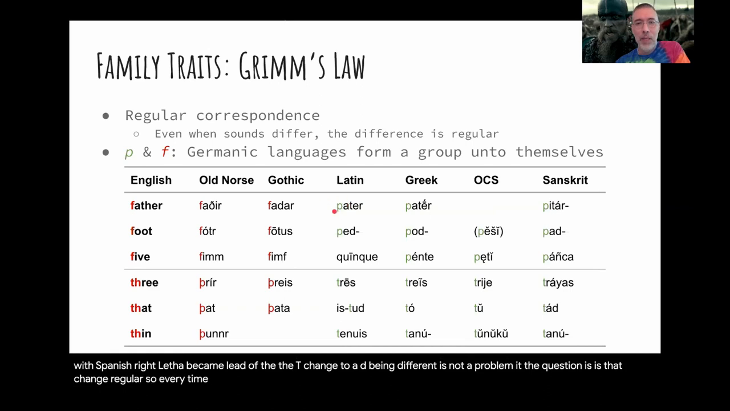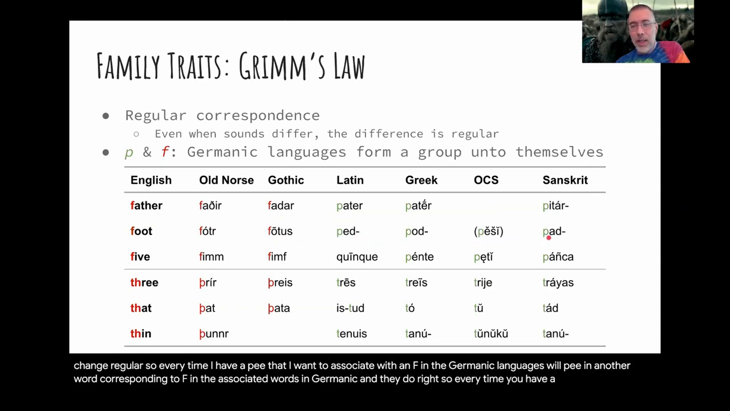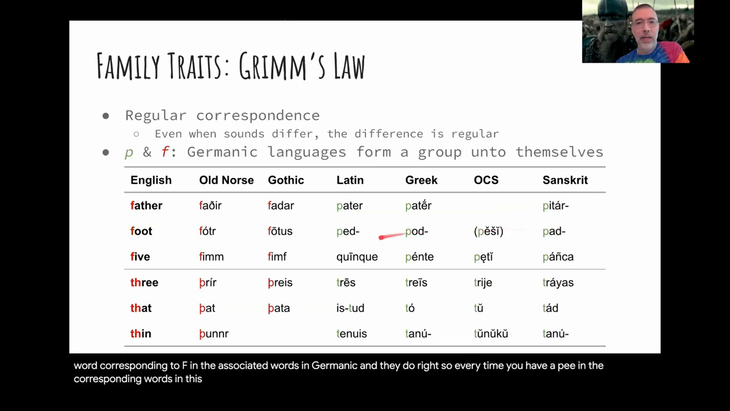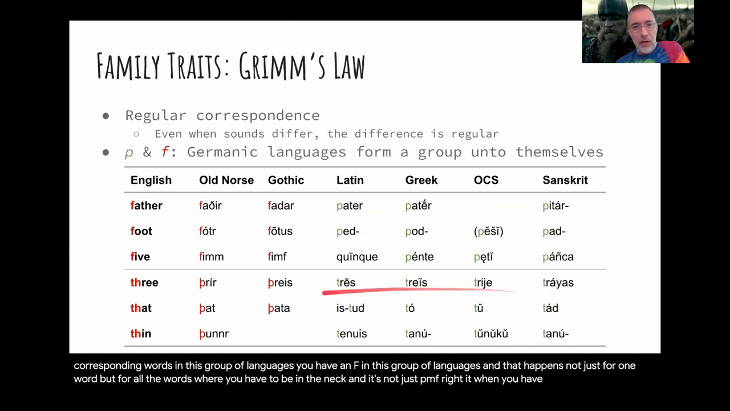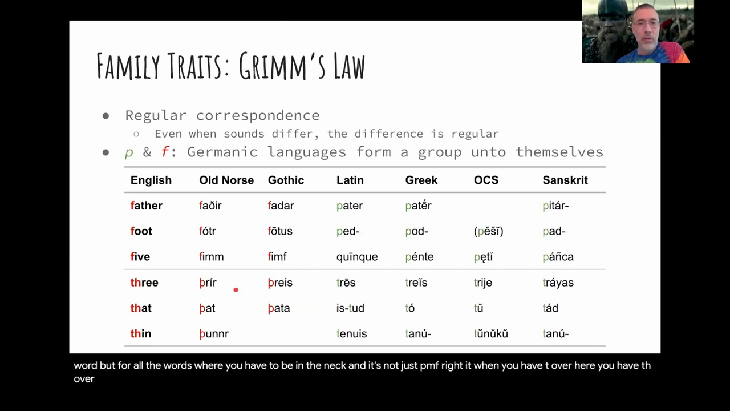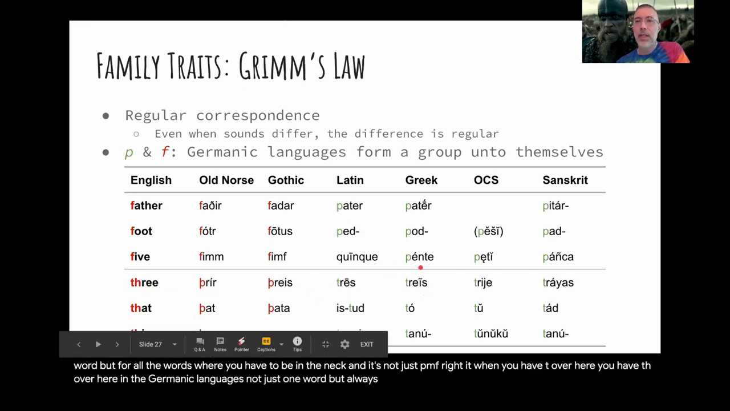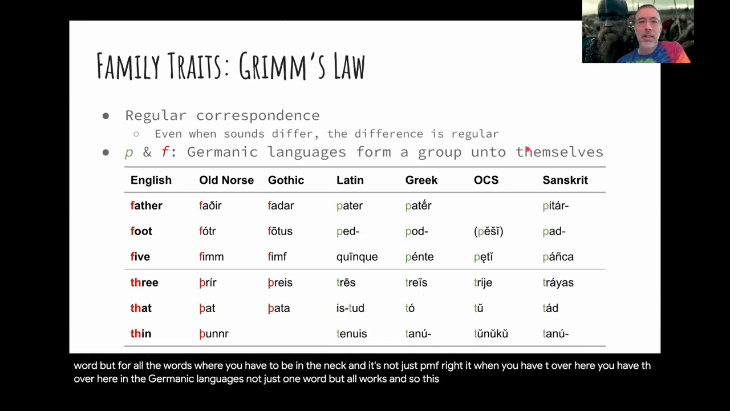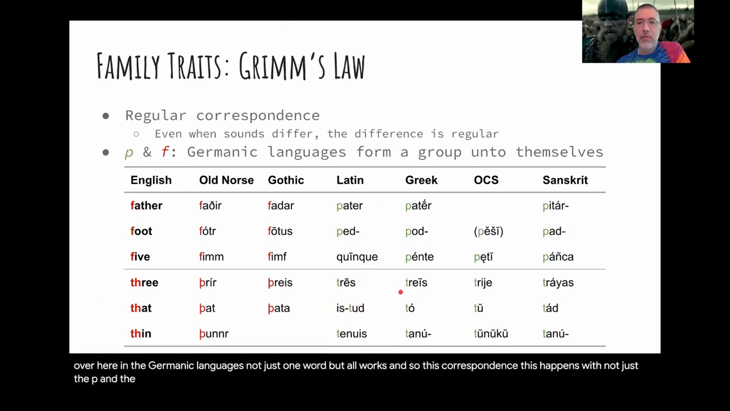So every time I have a P that I want to associate with an F in the Germanic languages, will P in another word correspond to F in the associated words in Germanic? And they do, right? So every time you have a P in the corresponding words in this group of languages, you have an F in this group of languages. And that happens not just for one word, but for all the words where you have a P and an F, right? And it's not just P and F. When you have T over here, you have TH over here in the Germanic languages, not just one word, but all words. And so this correspondence happens with not just the P and the T, but several sounds.